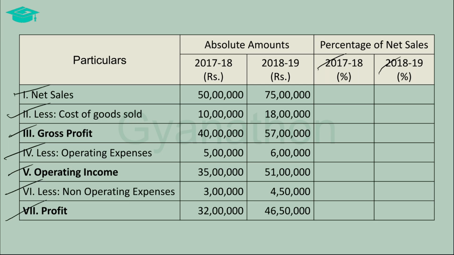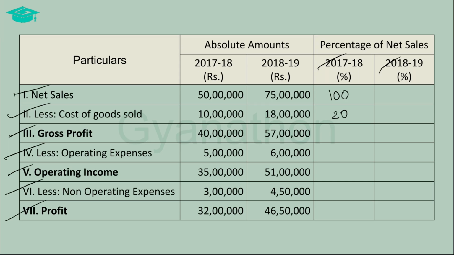For the year 2017-18, the percentage calculation for the first item, that is net sales, is calculated by dividing 50 lakhs by 50 lakhs and multiplying the same by 100, which is 100%. In respect of cost of goods sold, the percentage is 10 lakhs divided by 50 lakhs, which is the common base, that is the net sales, multiplied by 100, that is 20%.